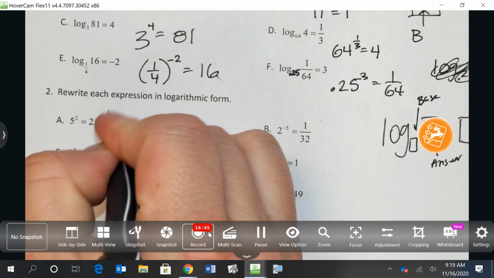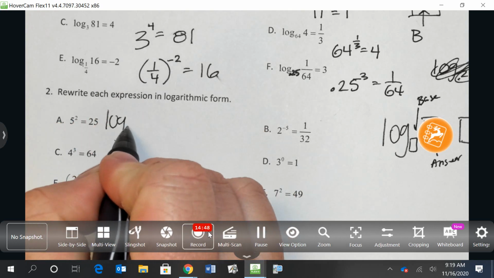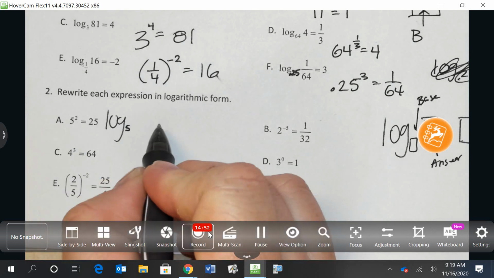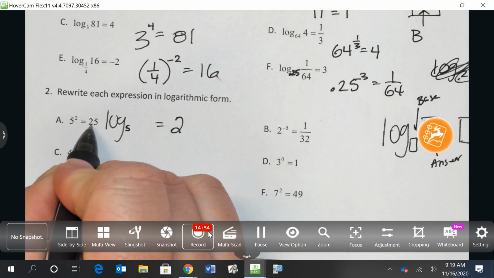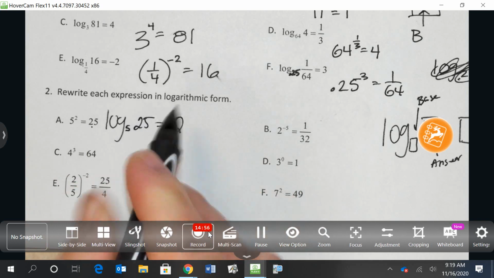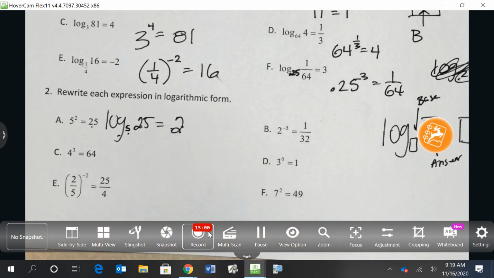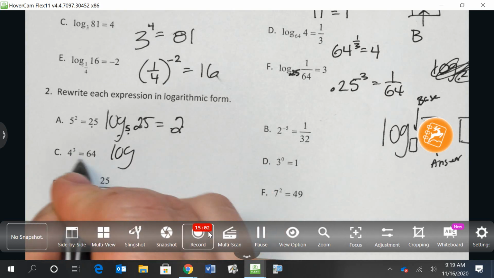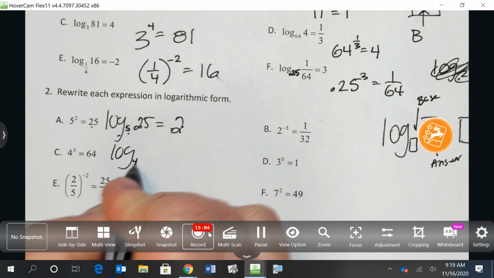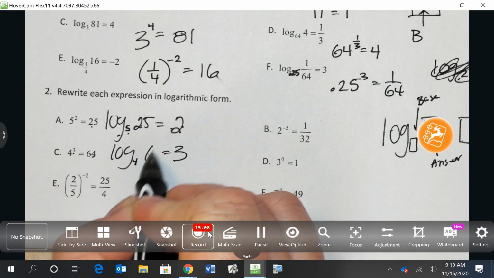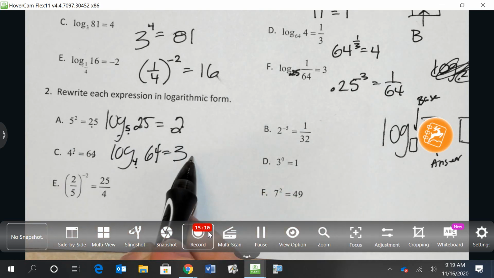So log, the base remains the same, but I have to write it really small. So log base 5, it's a subscript. The exponent was on the opposite side, and the answer was right behind it. 5 raised to the second, so 5 squared equals 25. That makes sense. The base remains small, the exponent is on the opposite side, and the answer is right behind it. 4 to the third is 64.